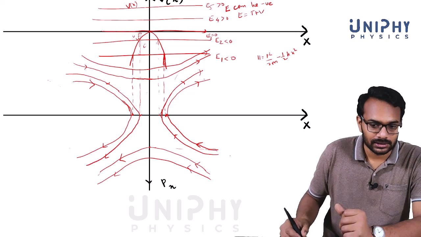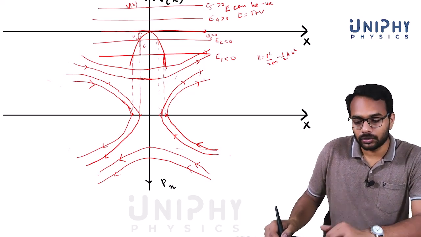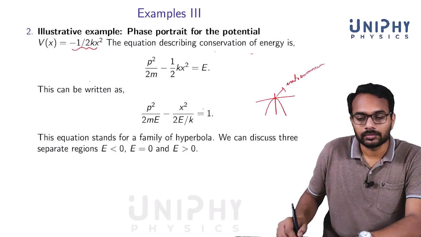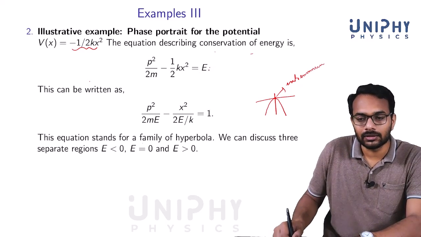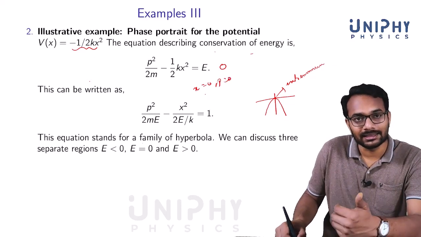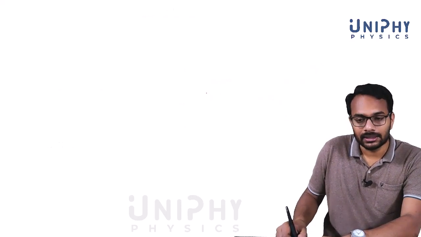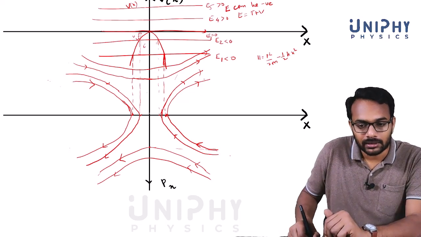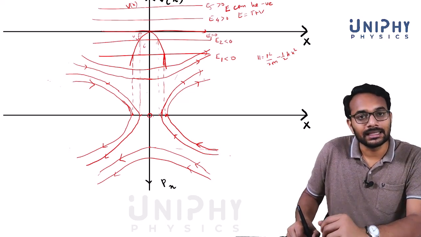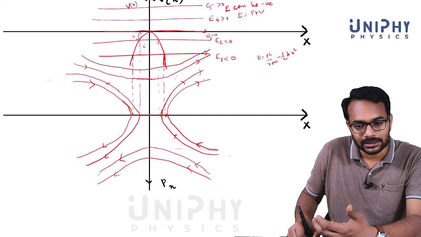Right? So for E equal to 0, there are two cases. If you look at E equal to 0, you put this equal to 0. One solution is x equal to 0, p equal to 0. As I said earlier, this is a trajectory in itself. This point, I'll just draw a circle here. That's a trajectory in itself. It's not a circular trajectory, this point itself, all right?